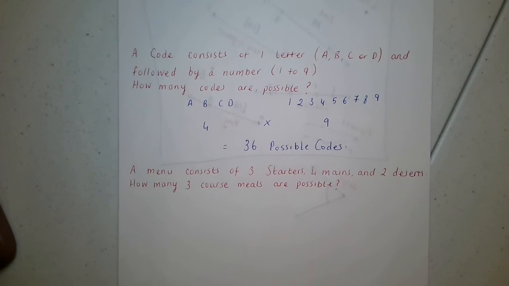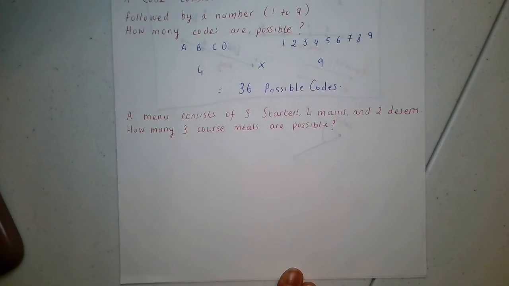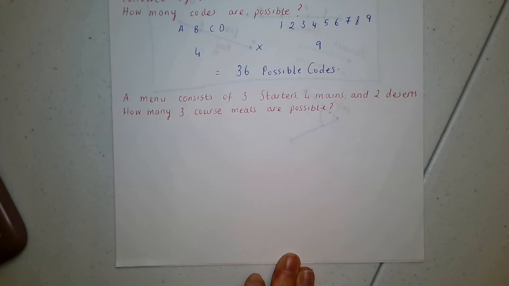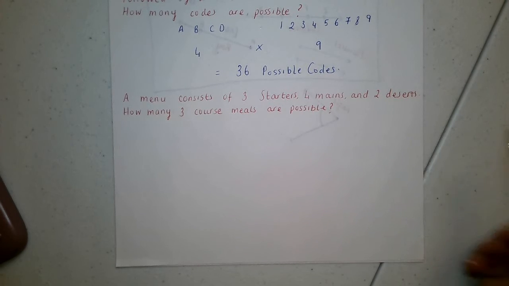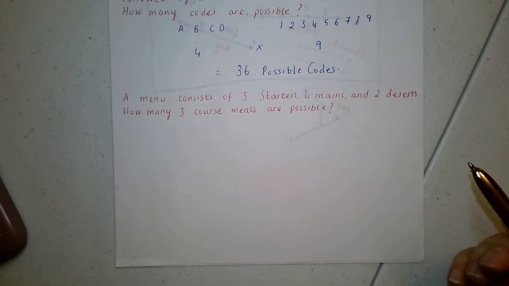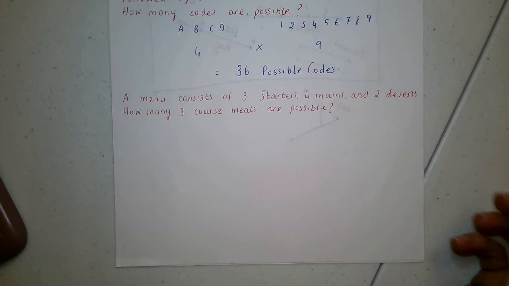And this doesn't just work if there are 2 events. So in the third example here we have a menu that consists of a choice of 3 starters, 4 mains and 2 desserts. So obviously you're not going to have 3 starters, 4 mains and 2 desserts or you'd be very full. But what we're going to actually do is you pick 1 starter, 1 main and 1 dessert, okay? And we want to just check here, without having to list them, how many 3-course meals are possible.